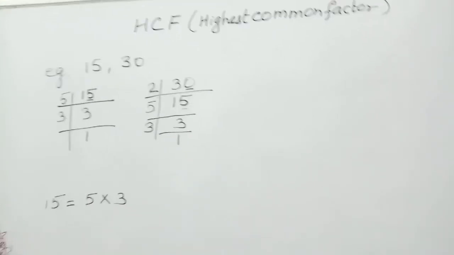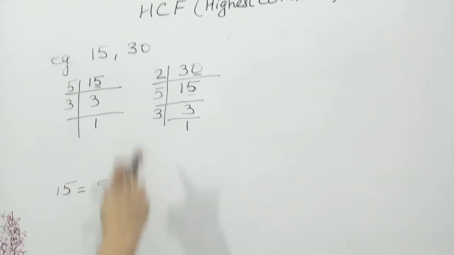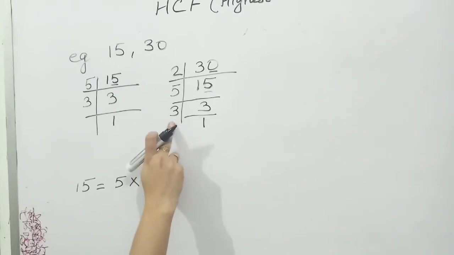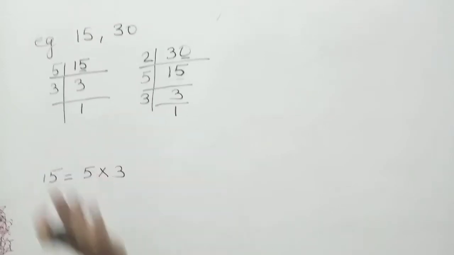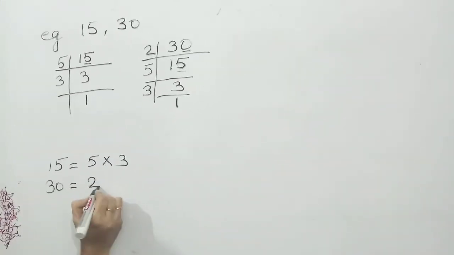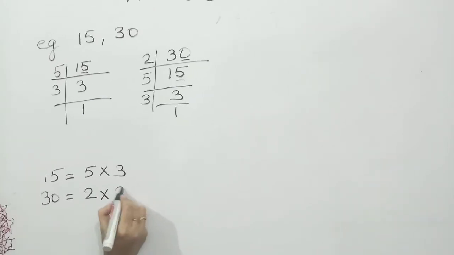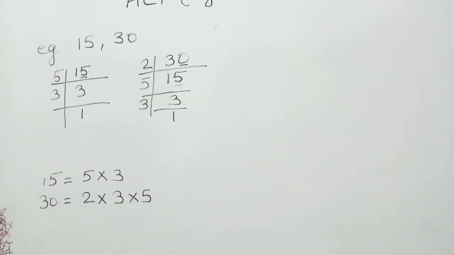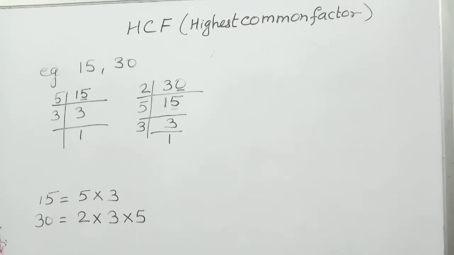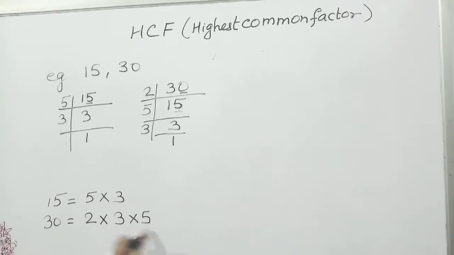One main thing that we always have to remember is that we should always take prime numbers. We should not take composite numbers. We should always take prime numbers. So the factors of 30 will be 2, 3 and 5. The factors of these two numbers, 15 and 30, are 2, 3 and 5.